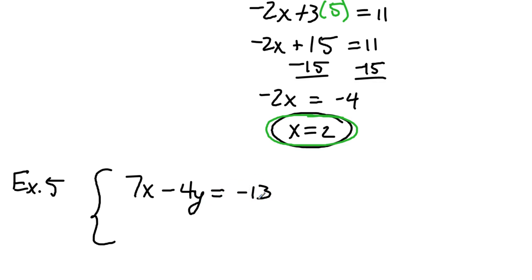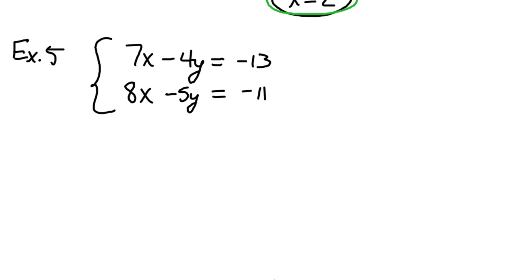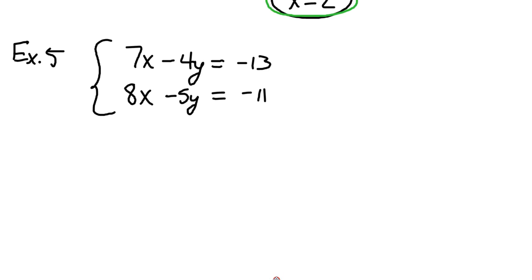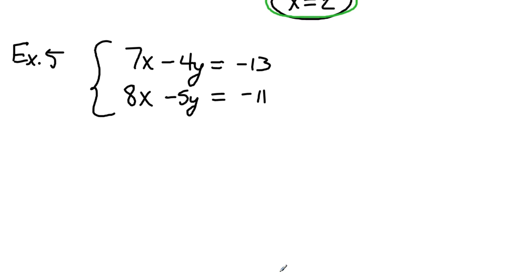Okay, let's go with 7x minus 4y equals negative 13. And then we'll do 8x minus 5y equals negative 11. Okay, and again, you're just looking at the numbers. With the x's, you've got 7 and 8. Well, they're obviously not multiples of each other. 4 and 5, obviously not multiples of each other.